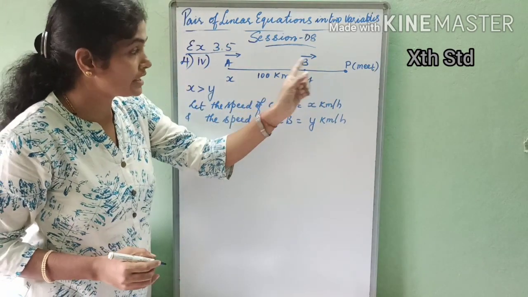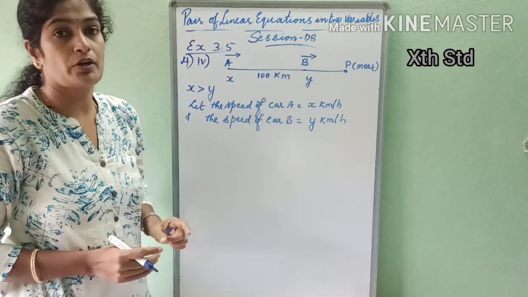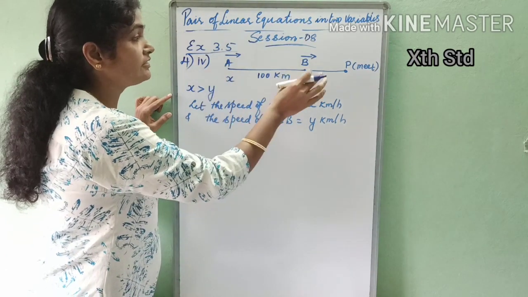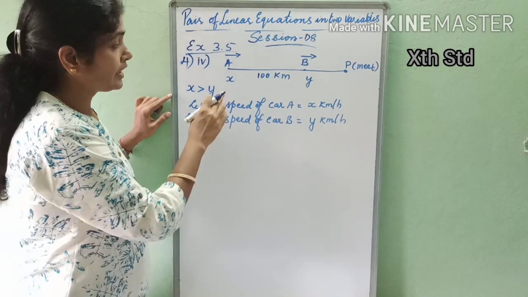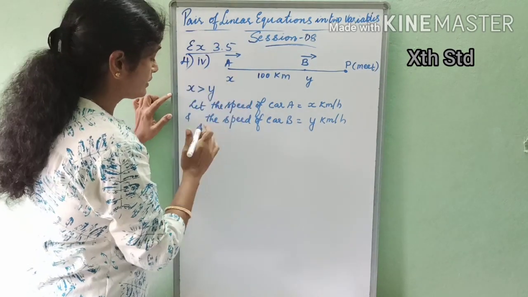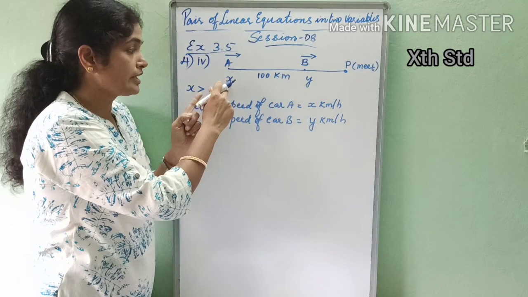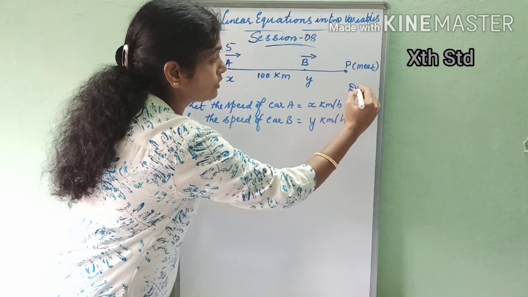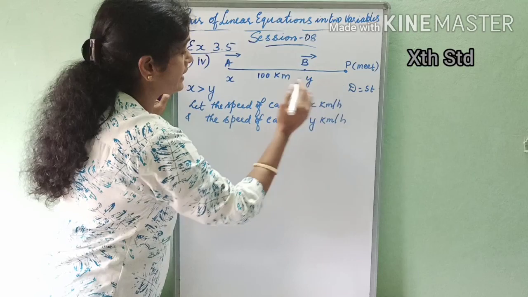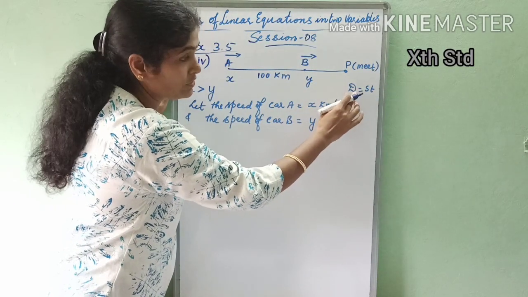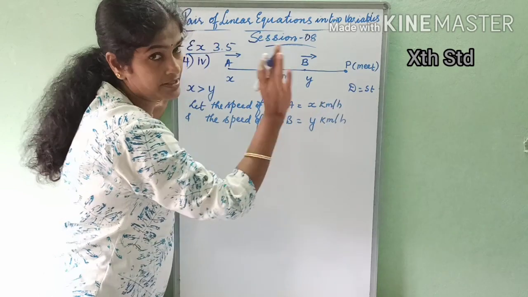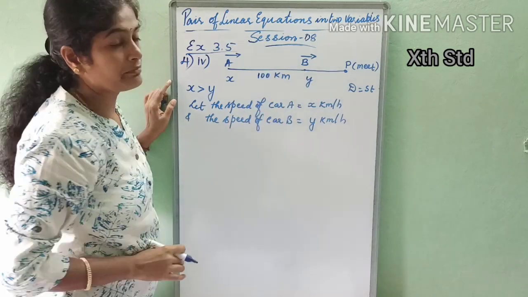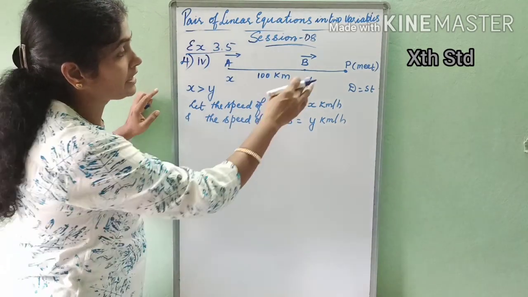They are meeting at point P. Now what is the distance car A has travelled in 5 hours? It is 5 into x, because the time is 5 hours and the speed is x. Distance is speed into time. So the distance travelled in 5 hours will be 5x by car A. Distance travelled by car B will be 5y. Both of them are meeting at point P.